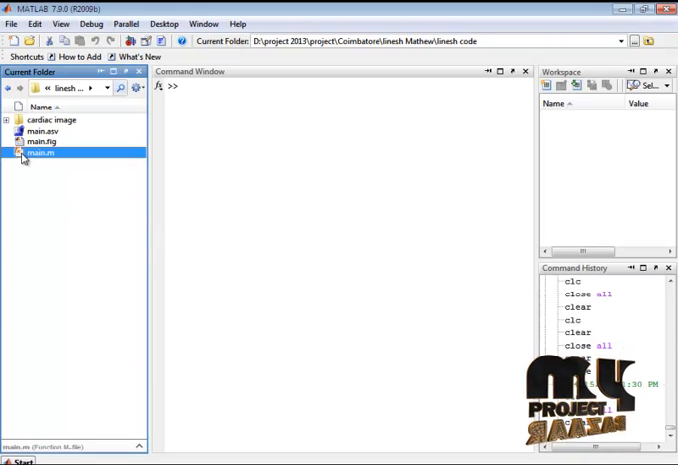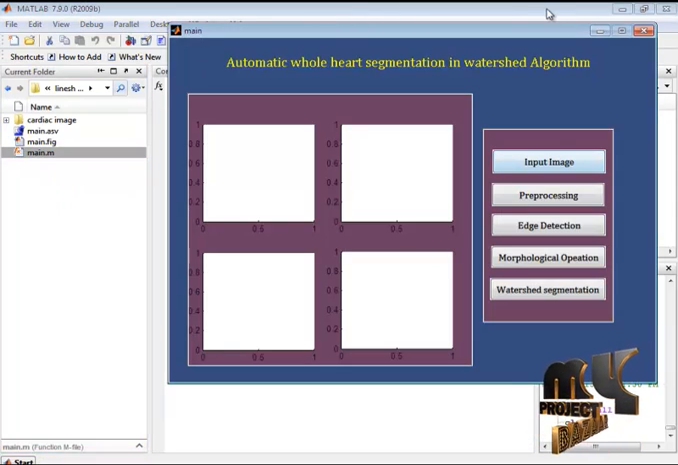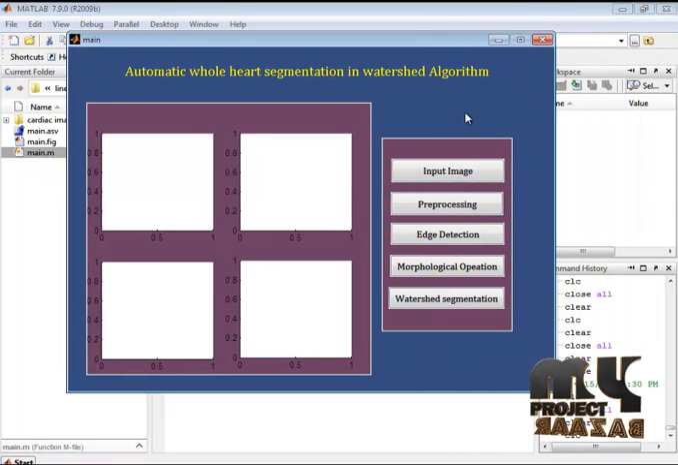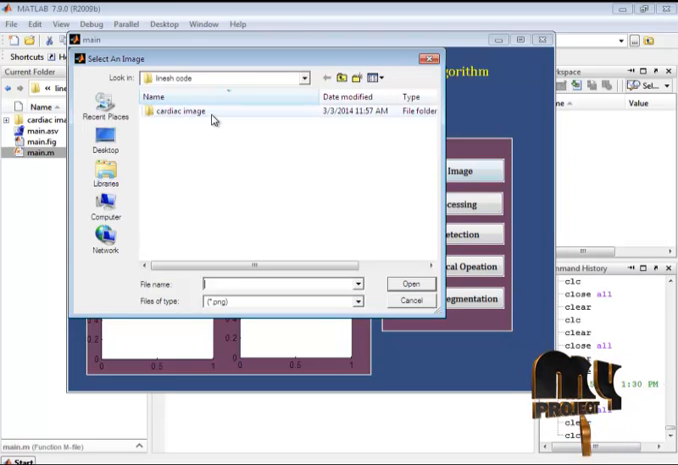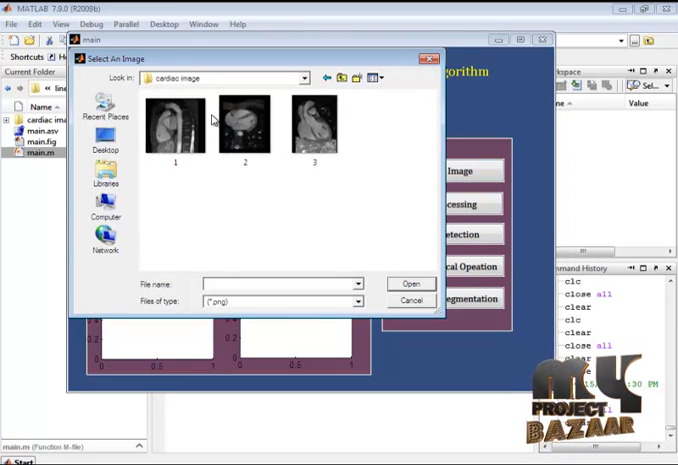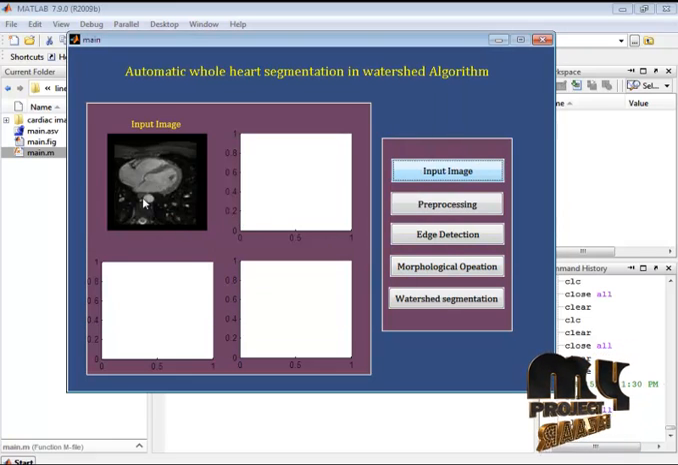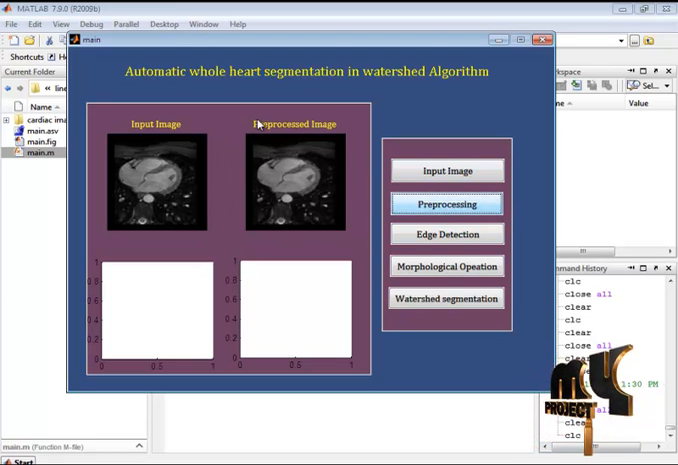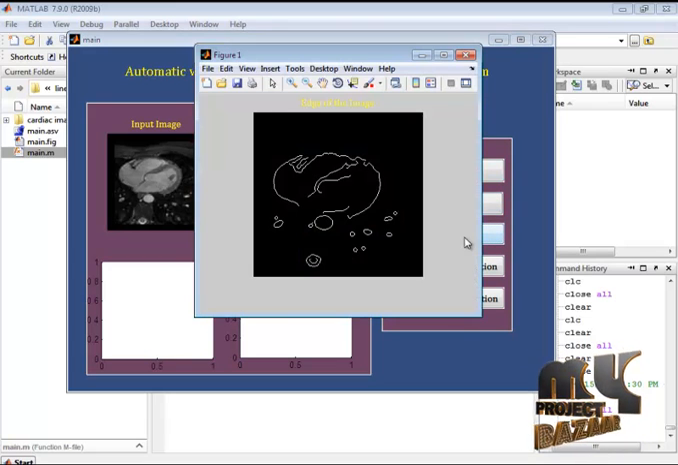Here I am having the main.m file. Select this file, right click and run the file. So this is our GUI design. Initially we have to give the testing image. Now I am selecting an image as input. This is the selected input image. This input image will pass to the pre-processing step. Here we are removing the noise from the input image. After removing the noise, it will go to the edge detection.